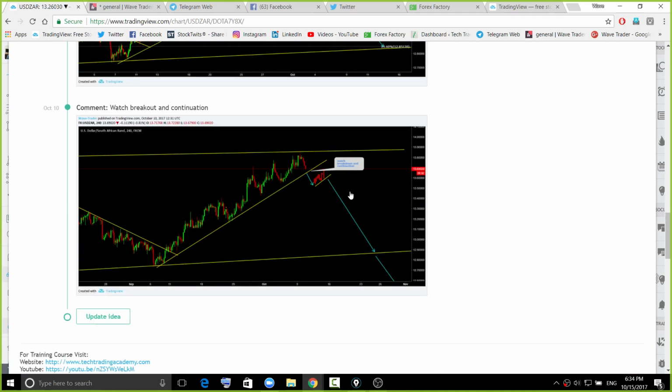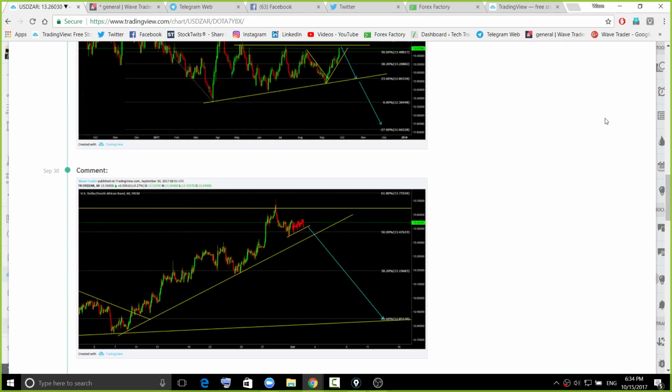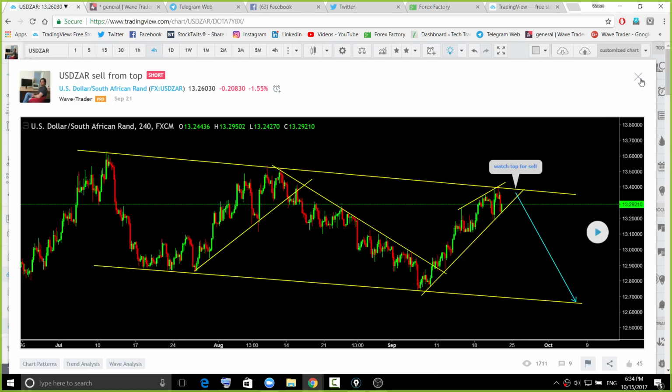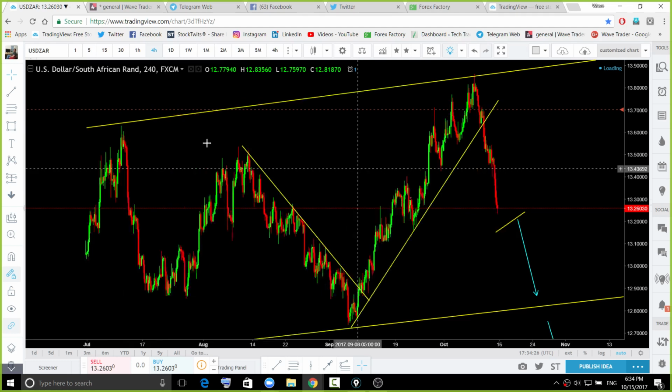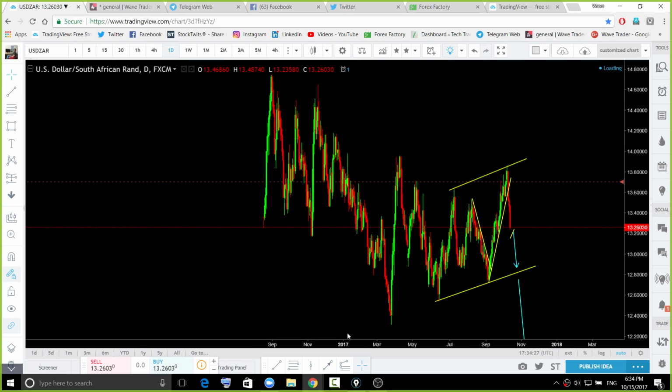I think I updated it. Here we have seen the breakout and continuation. We haven't got the bigger continuation yet. It is still short to the downside, so it can go even beyond the previous bottom. Those who are holding with me, hold that trade from the top. We're going to look for the breakout and further downside.